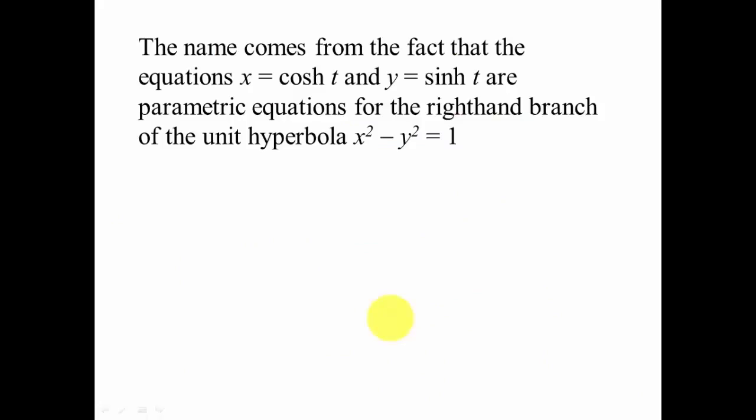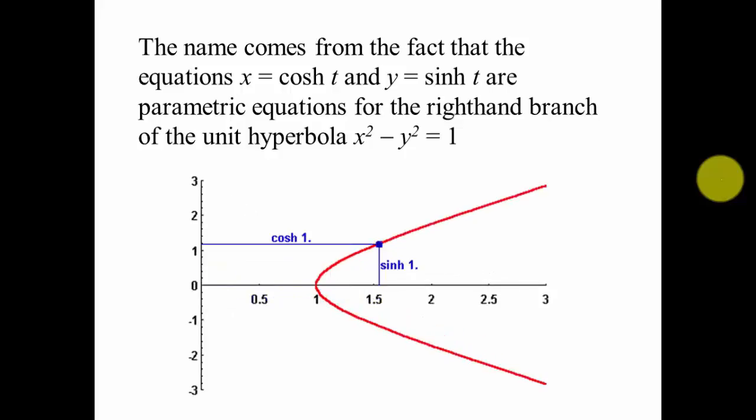So the name hyperbolic, where did they come up with that? It comes from the fact that if you took x and let it equal cosh t and y and let it equal sinh t, these would be parametric equations for the right-hand branch of a hyperbola that equaled 1. And so that's why we call these the hyperbolic sine and cosine. So x is cosh, y is sinh. So if we plotted these, as we let t increase and we plotted the x, y values, you can see what happens here is we end up tracing out this right-hand branch of the hyperbola.